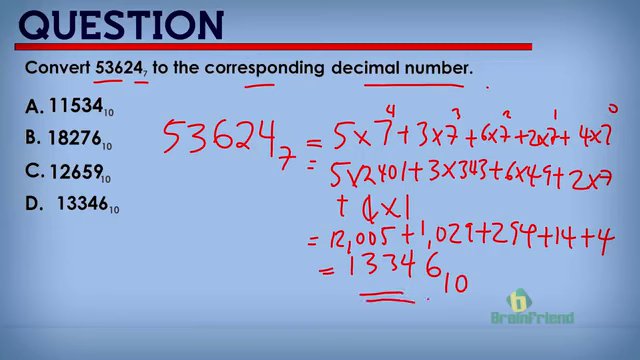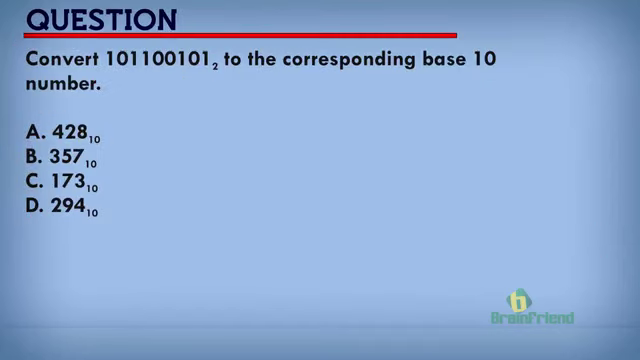So we have 53624 base 7 as 13346 base 10. Which of our options is correct? Is it A, B, C, or D? Option D is correct. 13346 base 10.